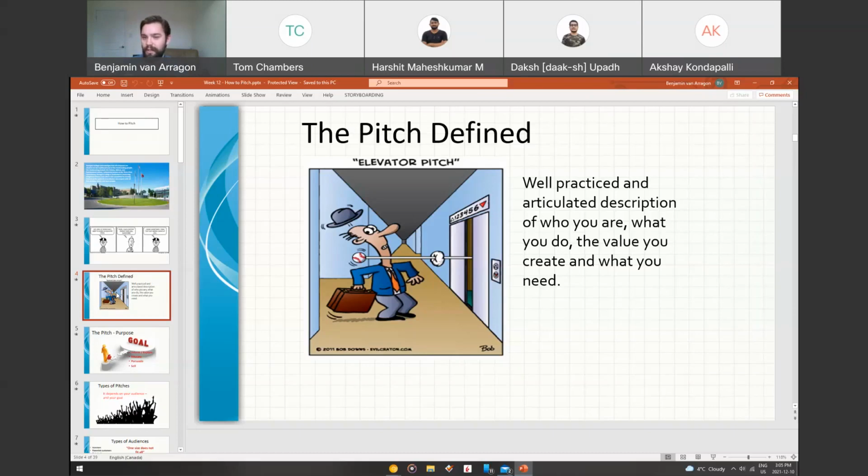Now, who has seen Shark Tank, or Dragon's Den, shows like that? Show of thumbs. Nice. So those shows, basically, the people will walk in and they'll give their pitch, right? So they explain the equity they're willing to give up in return for money, and then what they do as a company, what's the problem, what do they solve.